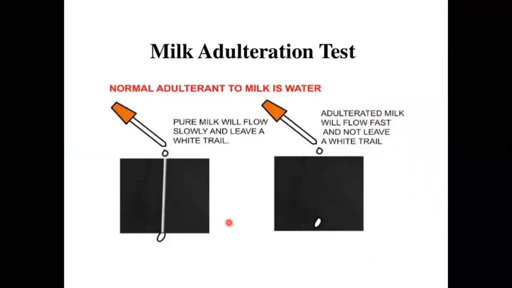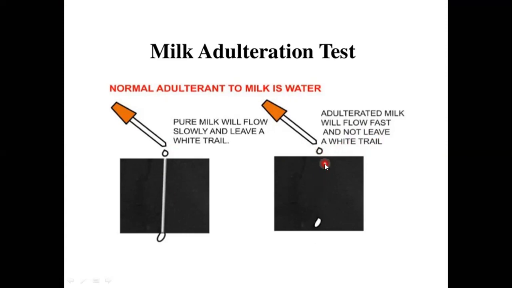Now again, there is another milk adulteration test. Suppose you take some drops of milk and drop them down. If it is pure milk, it will flow slowly and leave a white trail. See here, this is the dropping of pure milk, so a white strip is continuously formed. But if it is adulterated milk with some water, it will flow fast and leave no white trail behind.